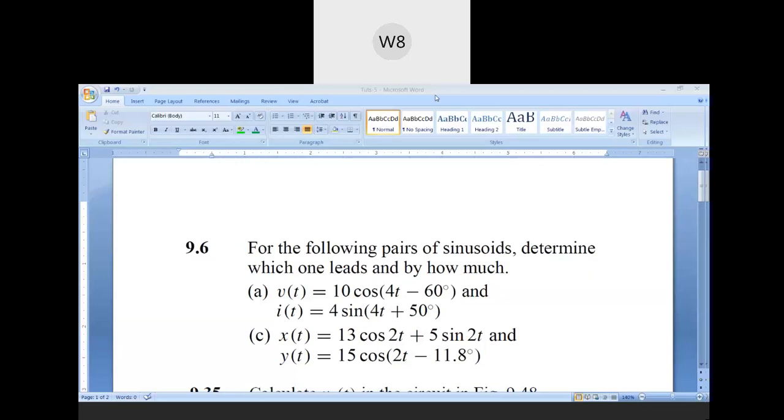Hello, sir. Yes. Sir, in the first part, current leads by 20 degrees, and in the second part, it is coming out as something complex, like 11.8 degrees minus cos inverse something.